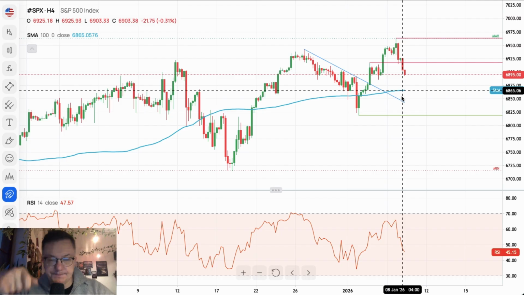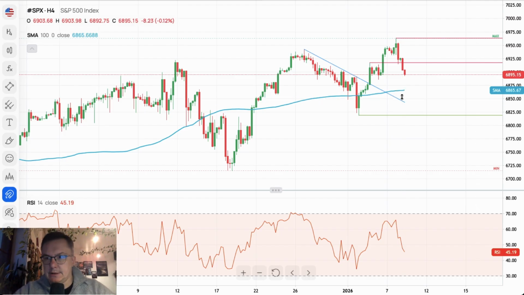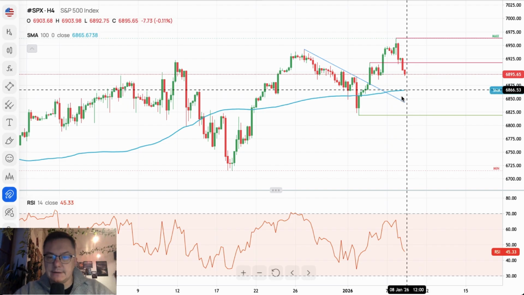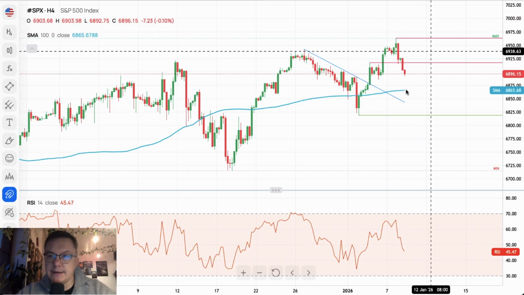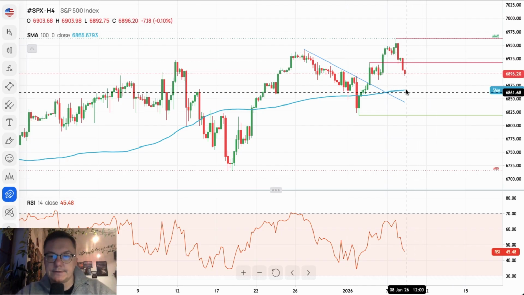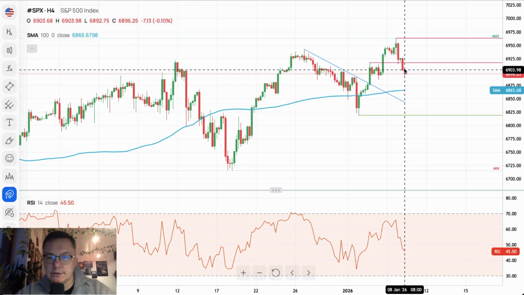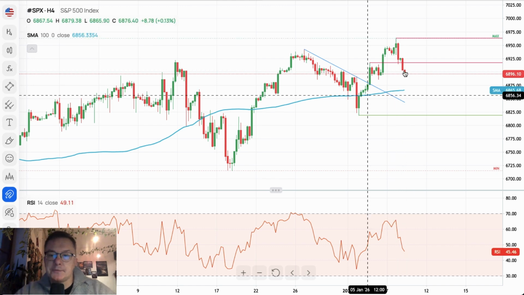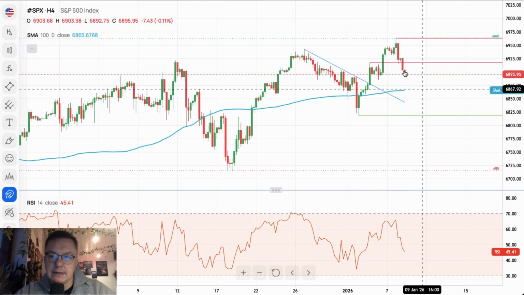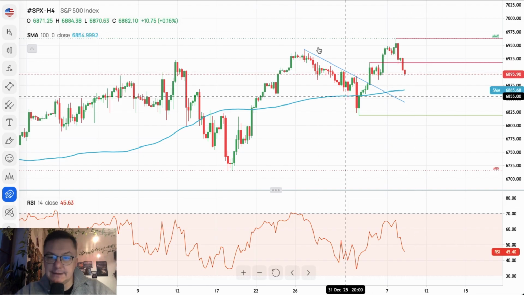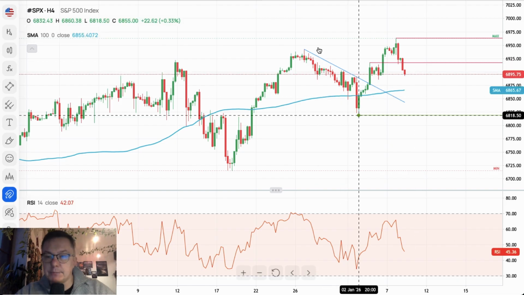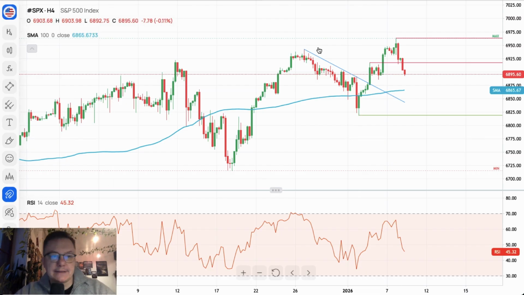Where are we heading? We are heading towards the 100 periods moving average, 6,865. So when we hit this level, then obviously there's a possibility of a bounce higher. Nevertheless, it still looks quite bullish in the short term. Very nice movement to the upside, pullback, and another movement to the upside is expected as long as we trade above this level, 6,818. So that's the S&P 500.